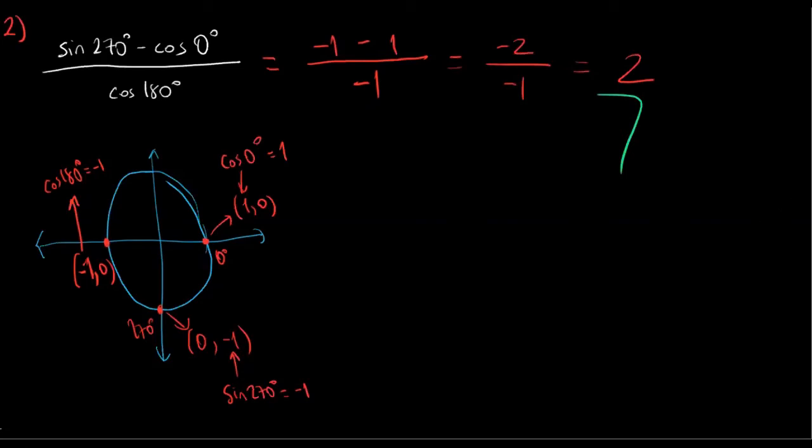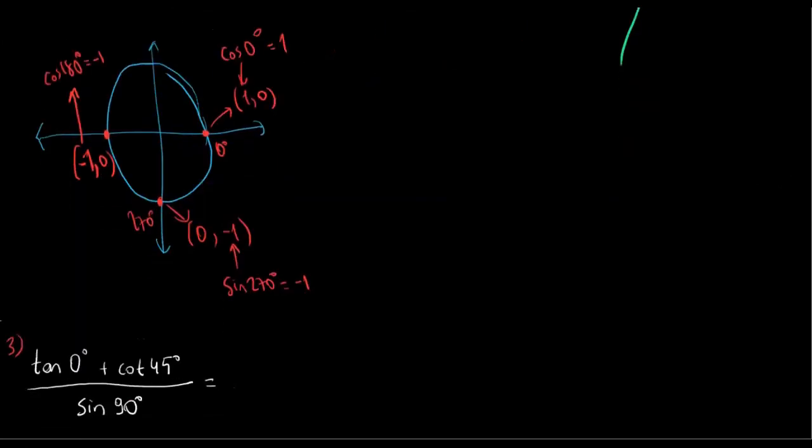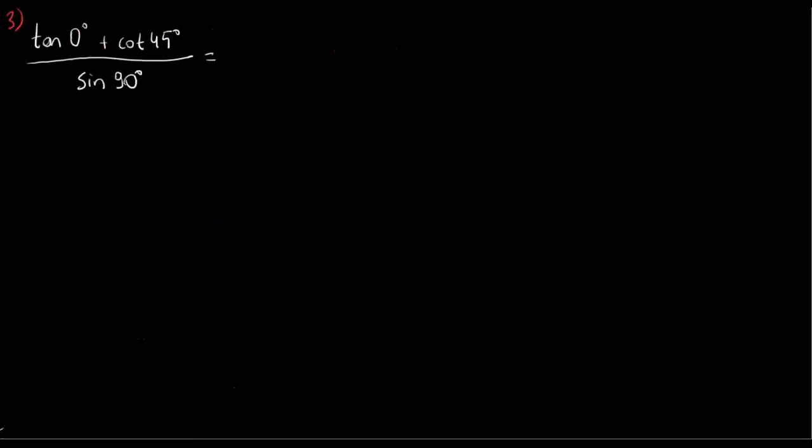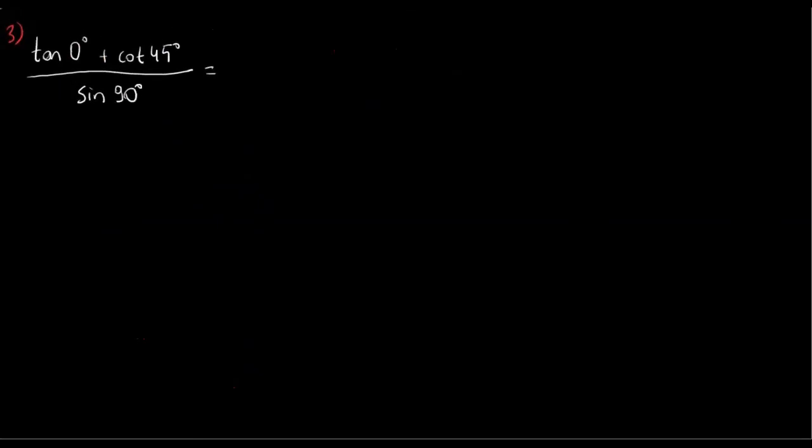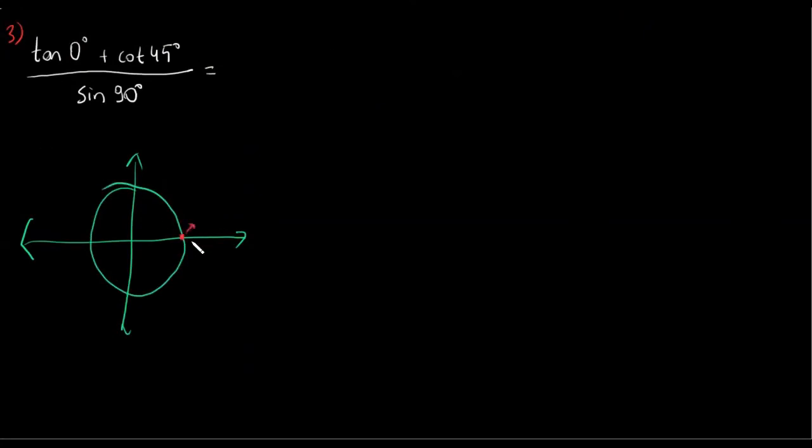Let me do the third question, and then I'm going to give a question for you. You'll try on your own. You are going to try to send your answer. Tangent of 0. Let's draw our unit circle. This is the unit circle. We need tangent of 0. So this is the 0 degrees. What are the coordinates of this point? 1 comma 0 is the coordinates.